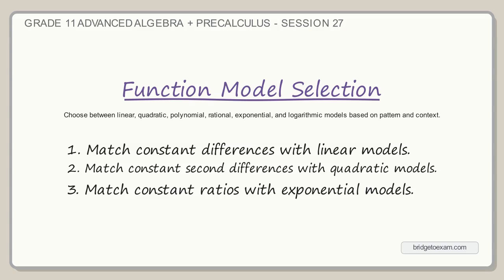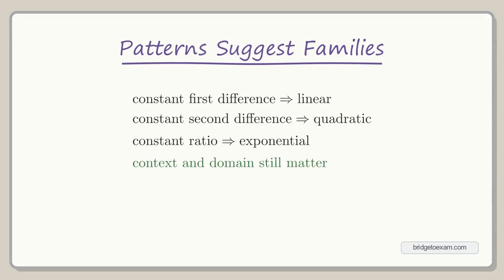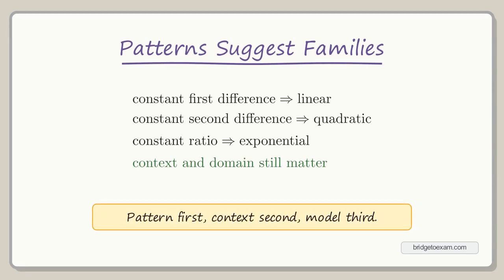1. Match constant differences with linear models. 2. Match constant second differences with quadratic models. 3. Match constant ratios with exponential models. Model selection is educated matching, not guessing. Look at the pattern of change, the context, and the restrictions before choosing a function family.